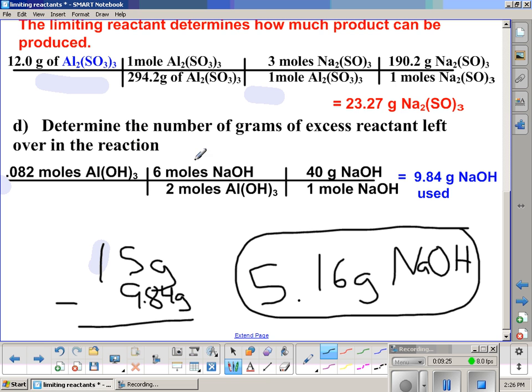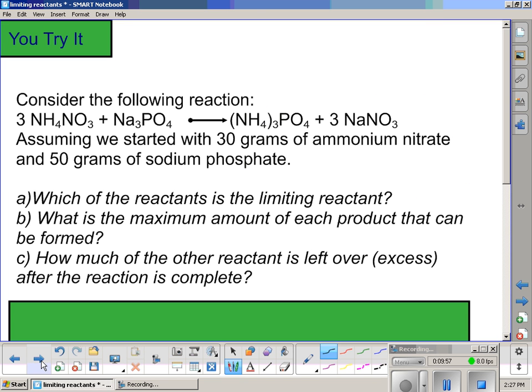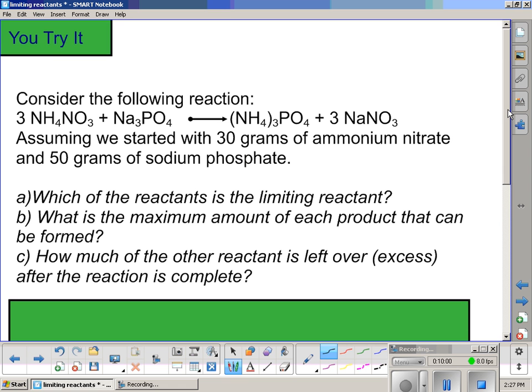Okay, so there's actually a couple of steps to finding how much excess reactant is left. First step, find how much was used. Second step, subtract it from what you started with. Okay, at the start, I can spell start. We had this much, and over here, we subtract it from what was used. Okay, seems simple enough. Let's try another one. We'll work through a few of these.